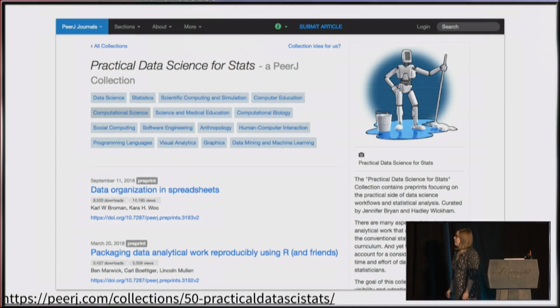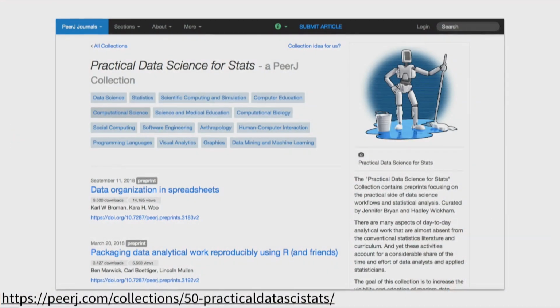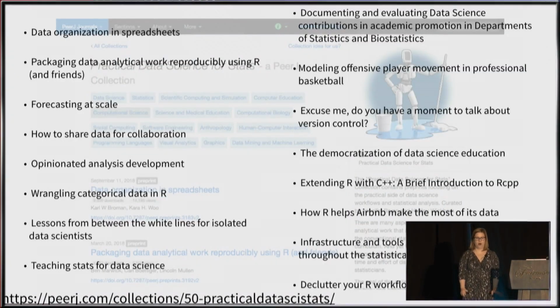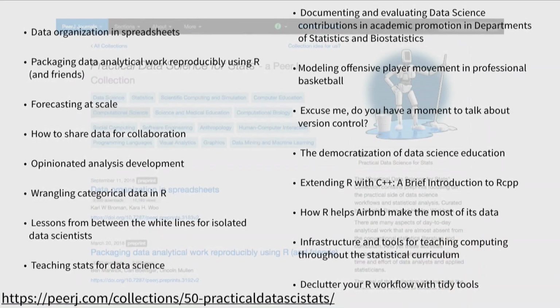So this talk came from a paper that I wrote for the Practical Data Science for Stats PeerJ collection, which was organized by Jenny Bryan and Hadley Wickham. And if you haven't checked out this collection of papers yet, you really should, because it's extremely useful. There are all these wonderful papers like data organization in spreadsheets, opinionated analysis development, excuse me, do you have a moment to talk about version control? And then the paper that I worked on was called Wrangling Categorical Data in R.